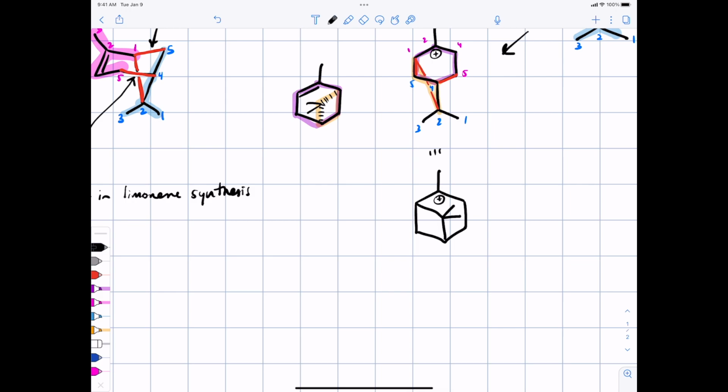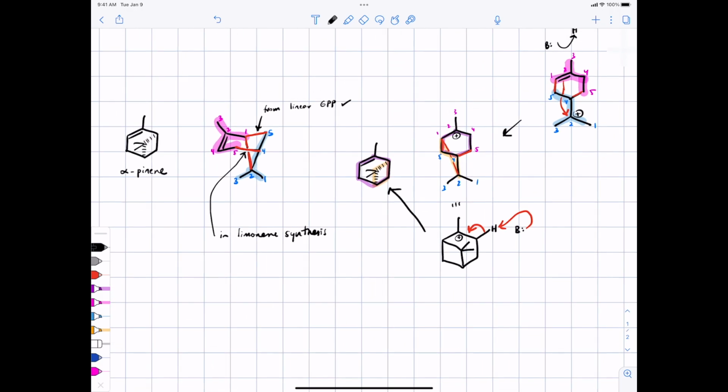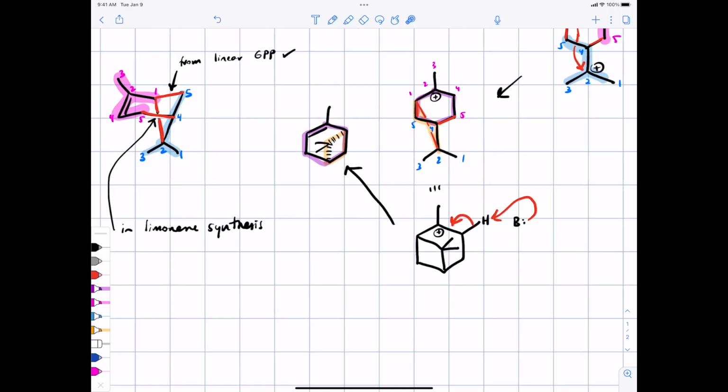So all that's left to complete and make alpha pinene is an E1 style elimination reaction where we remove this proton. And that gets us here. All right. Any questions you want to ask about that?